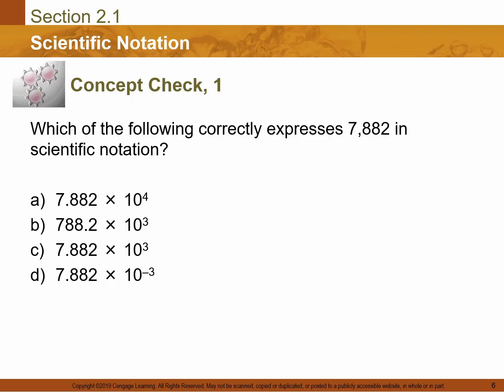All right, our concept check here, we have to put 7,882 into scientific notation. So let's start by figuring out our decimal point. It's right there. Don't forget, if we're moving this direction, we are moving positive exponents. If we are moving this way with our decimal point, that's negative exponents. We're going to move 1, 2, 3 to get a number between 1 and 10. So it'd be 7.882 times 10 to the third.